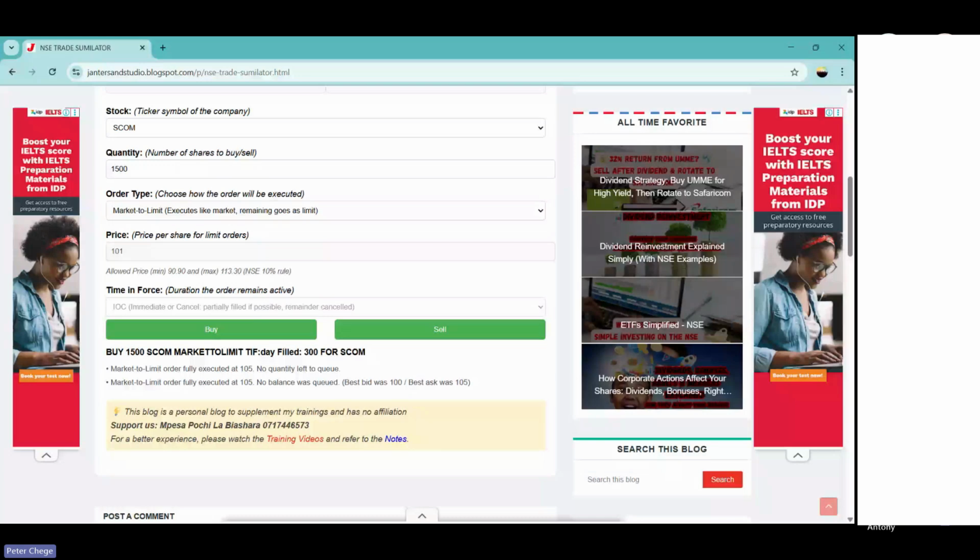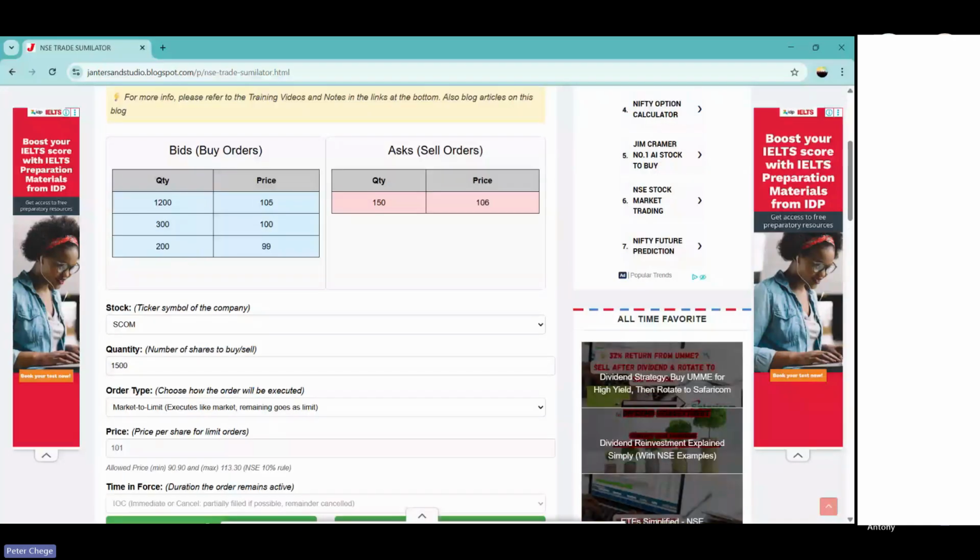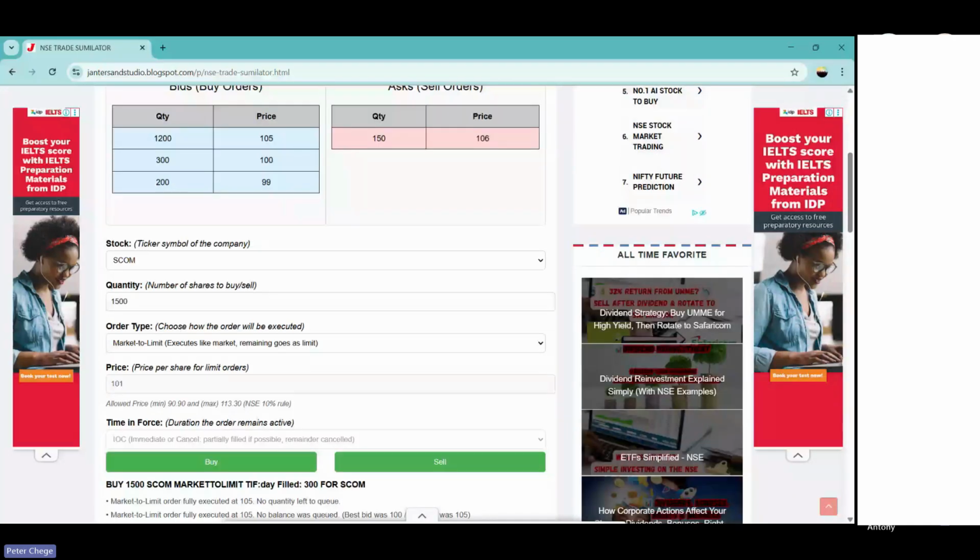So this simulator just helps. It doesn't execute anything. It doesn't connect to your account. It's just a dummy site where you can play around with it.